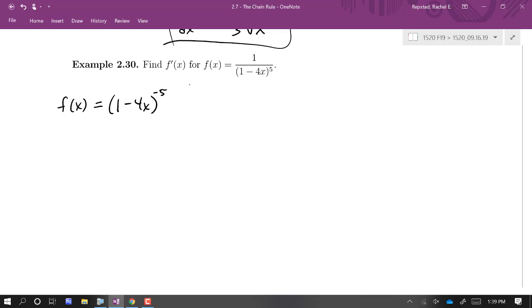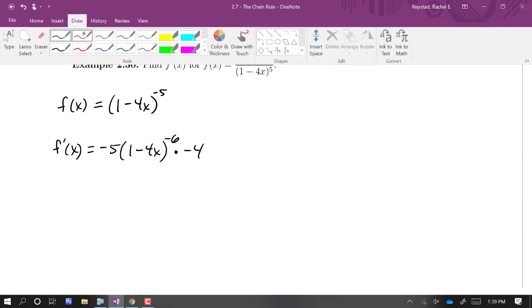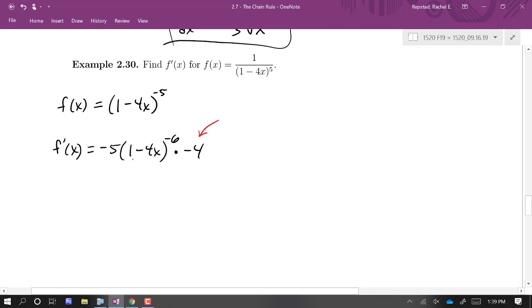Let's find the derivative. Who wants to get us started? -5 times 1 minus 4x in parentheses to the -6. Yeah, we're subtracting 1, times -4. And where does that -4 come from? The derivative of the function. Yeah. Yep, there's our chain rule. Questions on how we've started this? We still have some simplifying to do.